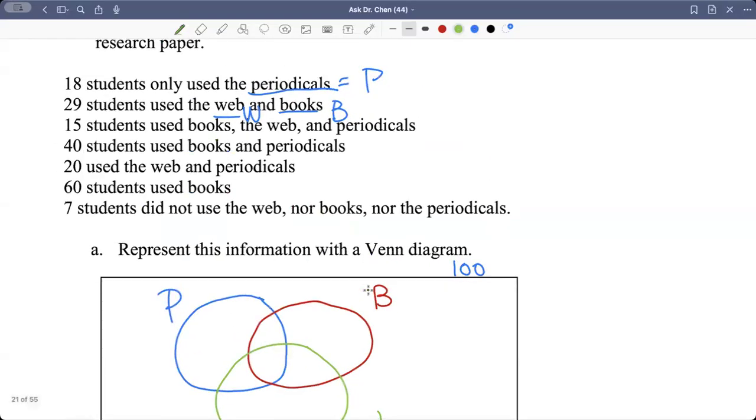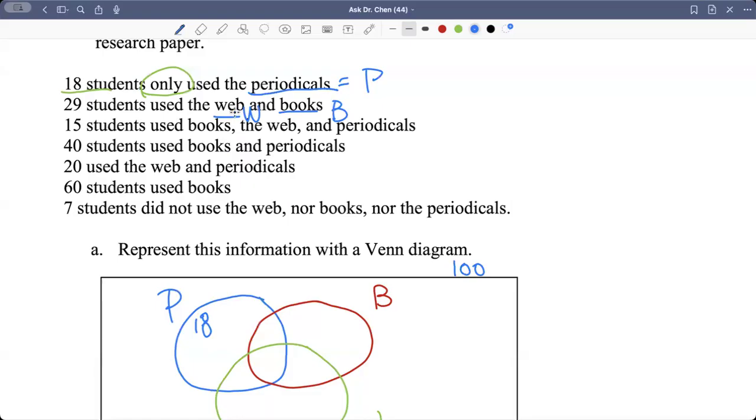18 students only used periodicals. So let's go back to blue color. 18 only use periodicals. So let's put 18 here, not in any intersection, because it only used periodicals.